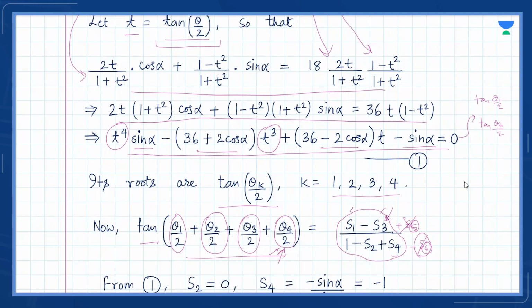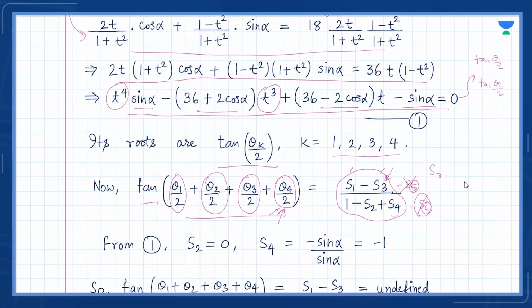Now what are s1 and s3? If we talk about SR, it is simply the sum of the terms tan theta 1 by 2, tan theta 2 by 2, tan theta 3 by 2, tan theta 4 by 2 taken r at a time. But the thing is, we already have an equation with the roots as those terms, tan theta 1 by 2, tan theta 2 by 2, like that. So we are simply going to be able to use the properties of polynomials here, because since we have an equation with those terms as roots, from here we can say that s2 will be 0, because the coefficient of t square is 0, right? That's why it is 0.